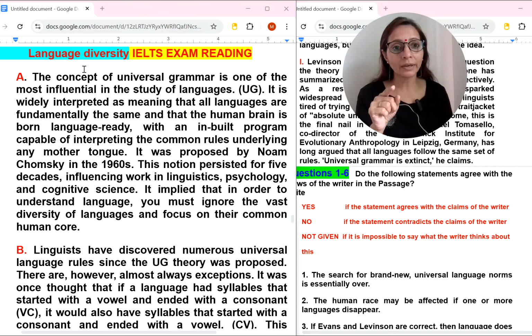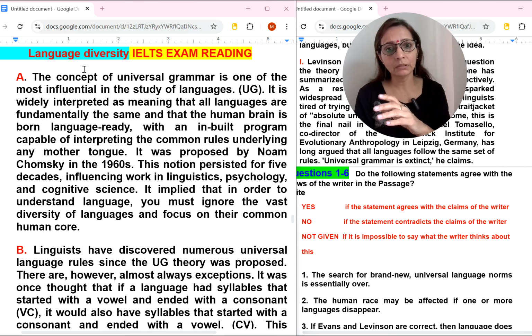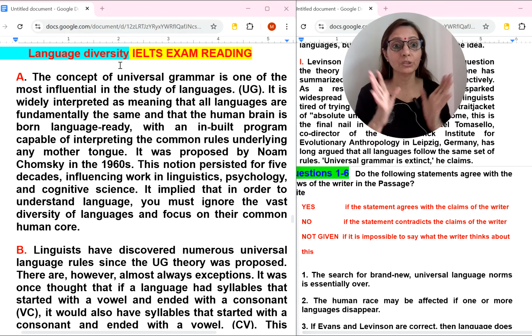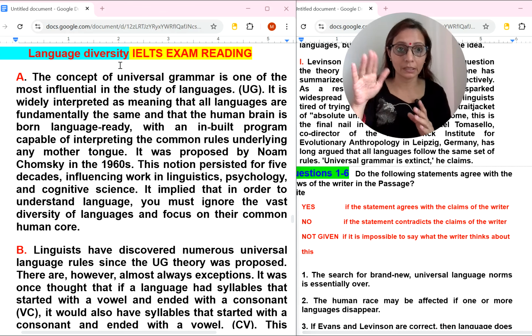So all readings relating to language, the language we speak, language diversity, and so many readings, future language and all, will definitely come within a month. So let's start this reading, language diversity. If you can understand the meaning of diversity, meaning variety of language, they may be talking about that in this reading passage.